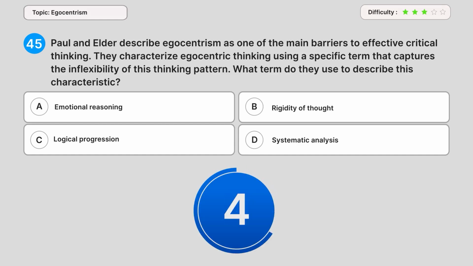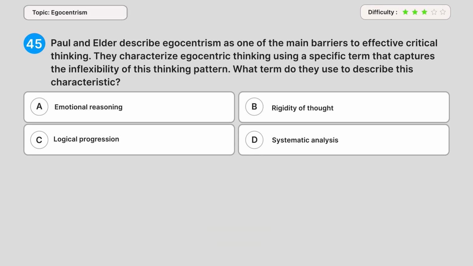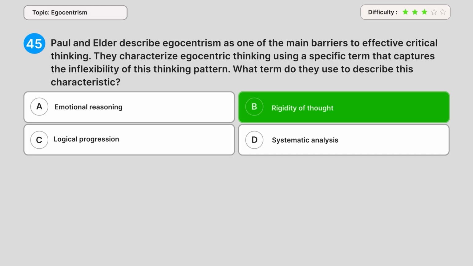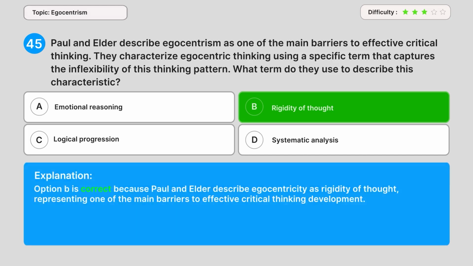What do you think is the answer? Correct answer, B. Rigidity of thought. Explanation. Option B is correct because Paul and Elder describe egocentricity as rigidity of thought, representing one of the main barriers to effective critical thinking development.